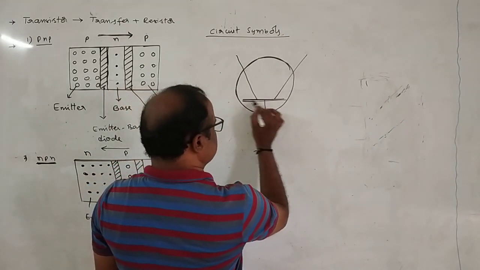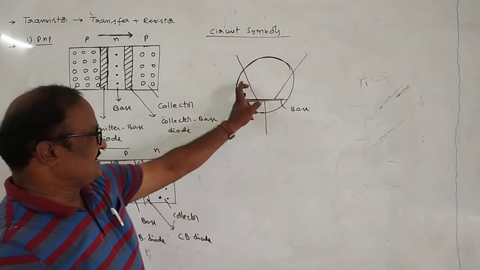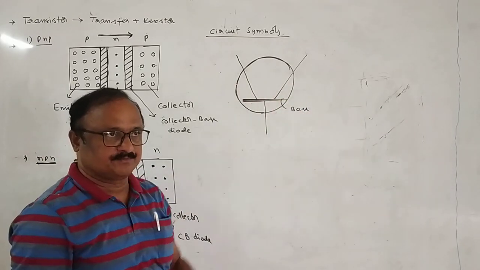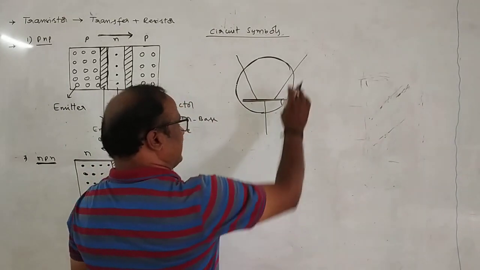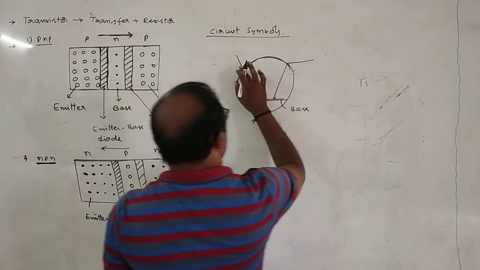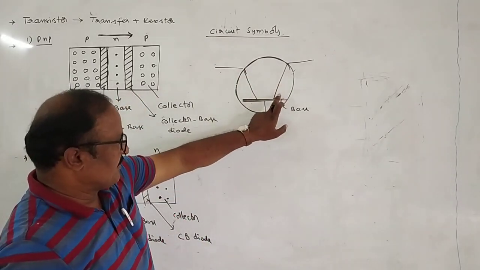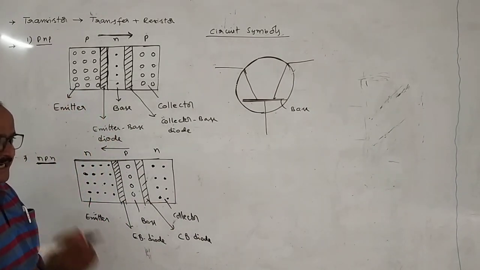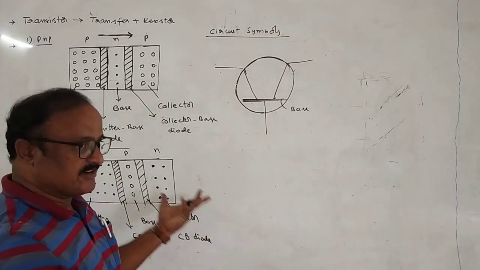This horizontal line always indicates the base of the transistor. These two inclined lines, one indicates the emitter and the second indicates the collector. But how do you find out which is the emitter line and which is the collector line? Out of these two lines, which one is emitter and which one is collector? That is identified by using the direction of conventional current.